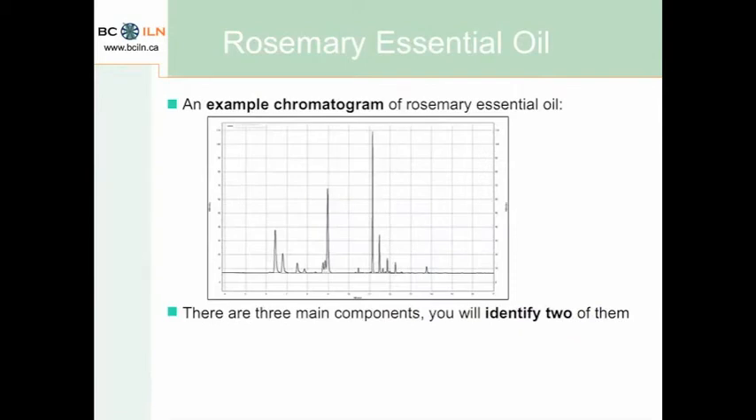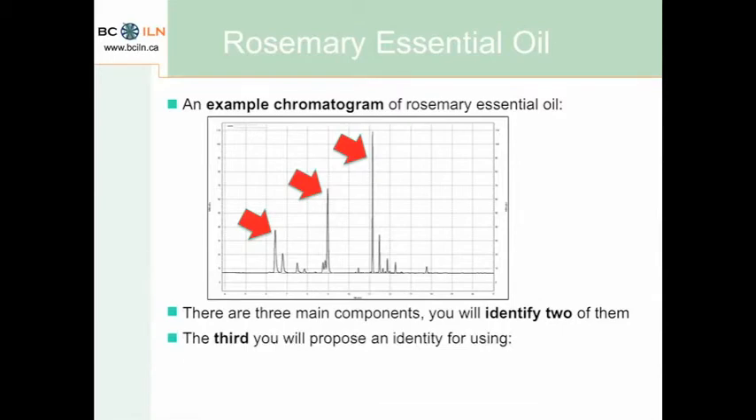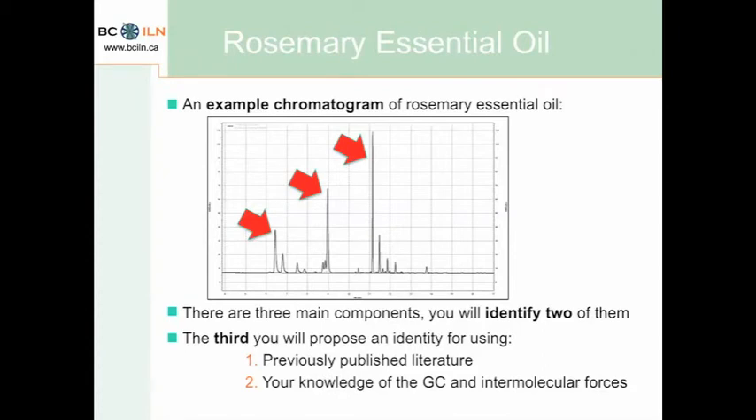This is an example of a chromatogram that's been produced by rosemary essential oil. As you can see, there are three main components, evident because of the three main peaks. You will be identifying two of them using the standards provided. Since retention times are constant if the GC parameters are the same, if a standard has an identical retention time to that of one of the three main peaks, you can say that that standard is present in rosemary essential oil. For the third, you'll be searching through previously published literature and using your knowledge of how the GC works to propose what you think the third component could be.